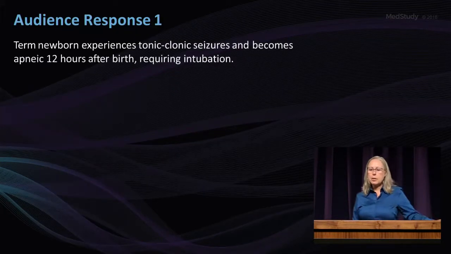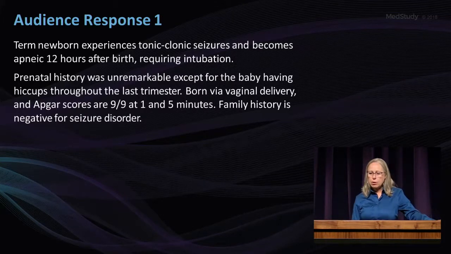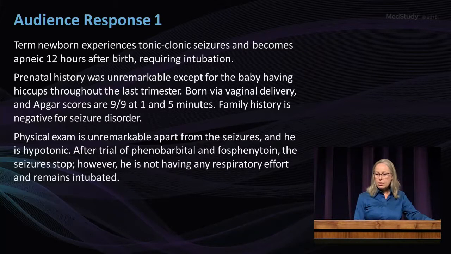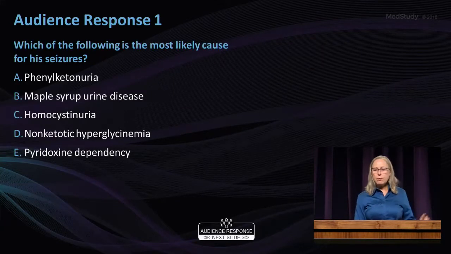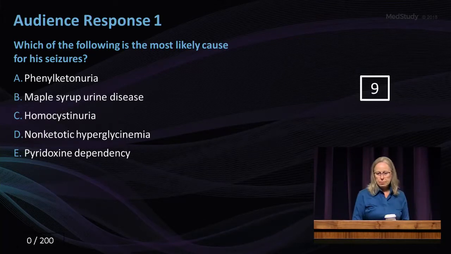All right, term newborn experiences tonic-clonic seizures and becomes apneic 12 hours after birth, requiring intubation. Prenatal history was unremarkable except for the baby having hiccups throughout the last trimester. Born via vaginal delivery, APGARs were 9 and 9. Family history is negative for seizure disorder. Physical exam is unremarkable apart from the seizures and hypotonia. Trial of phenobarb and fosphenytoin, the seizures stop. However, he's not having any respiratory effort and remains intubated. Which of the following is the most likely etiology?